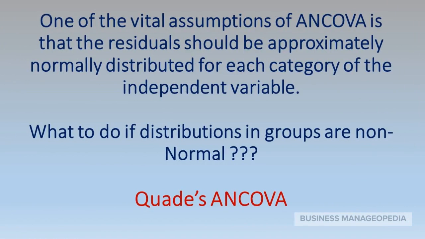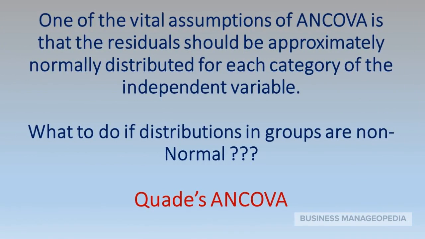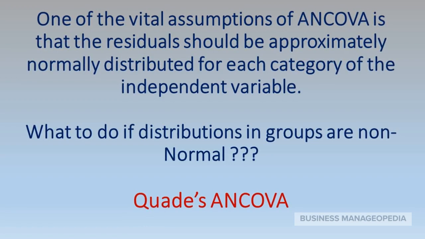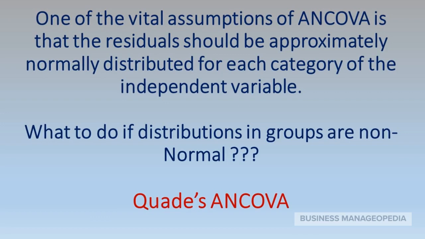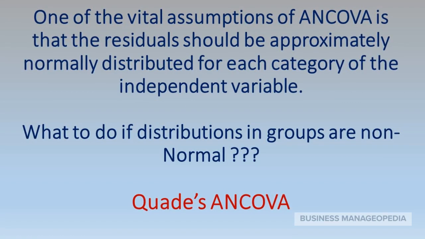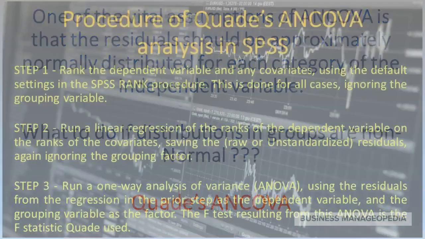Let's begin. As we know, ANCOVA is a combination of ANOVA and regression. One of the vital assumptions of ANCOVA is that the residuals should be approximately normally distributed for each category of the independent variable. But what should we do if distributions in the groups are non-normal? In this case, we will use Quade's ANCOVA. While SPSS does not offer an explicit option for Quade's ANCOVA, it is an easy procedure in SPSS, as we will see in this video.